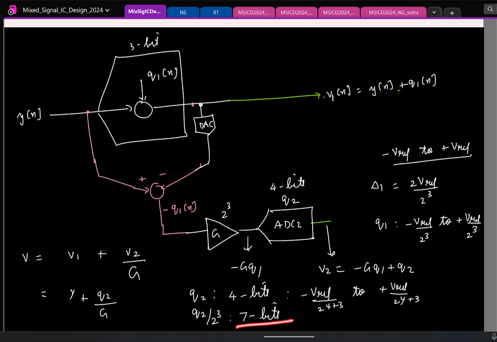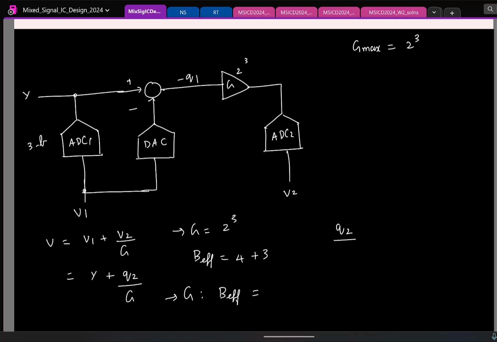distance of 7 bits, because at the output I had Q2 by G. If G was 2 power 3, this was 4 bits. It is 4 plus 3. Now what I am saying is, Q2 is still coming from 4 bits, but it is some general gain G. What will be this 4 plus? Log base 2 of G. So that's a general thing.